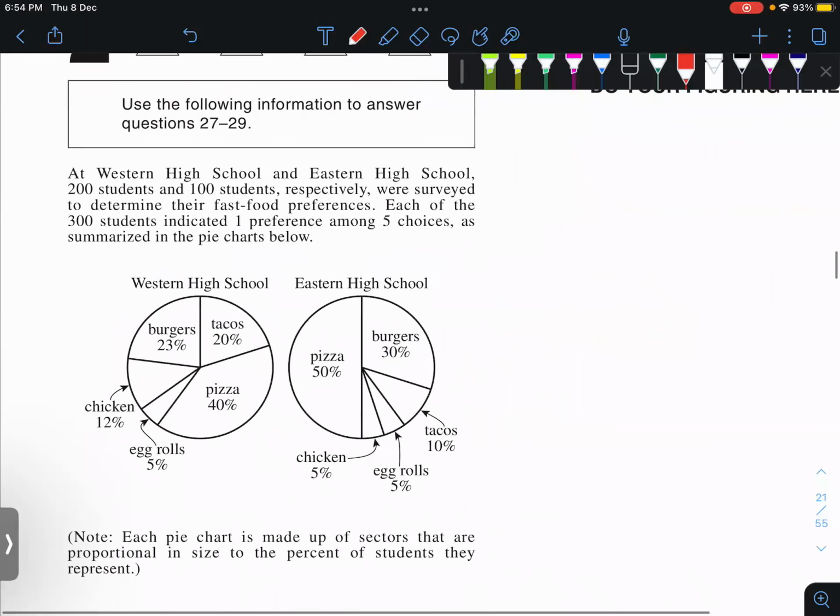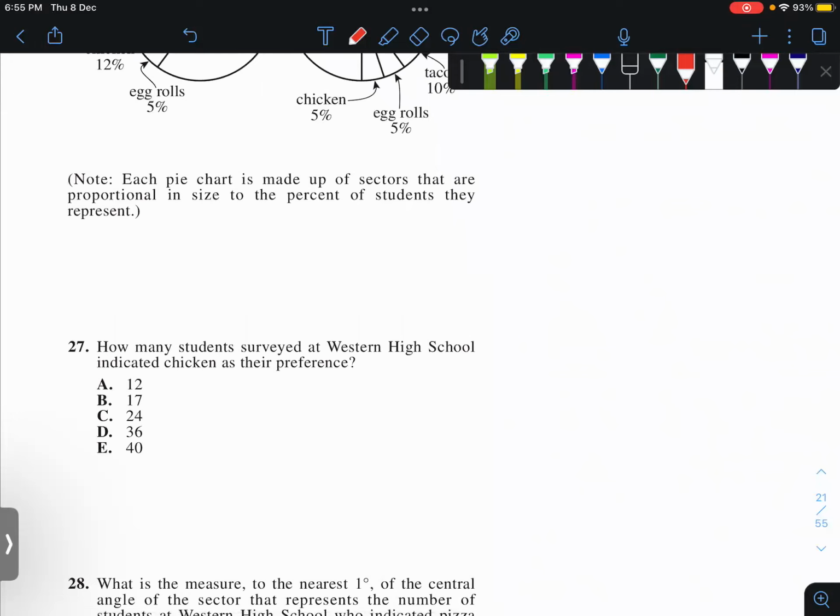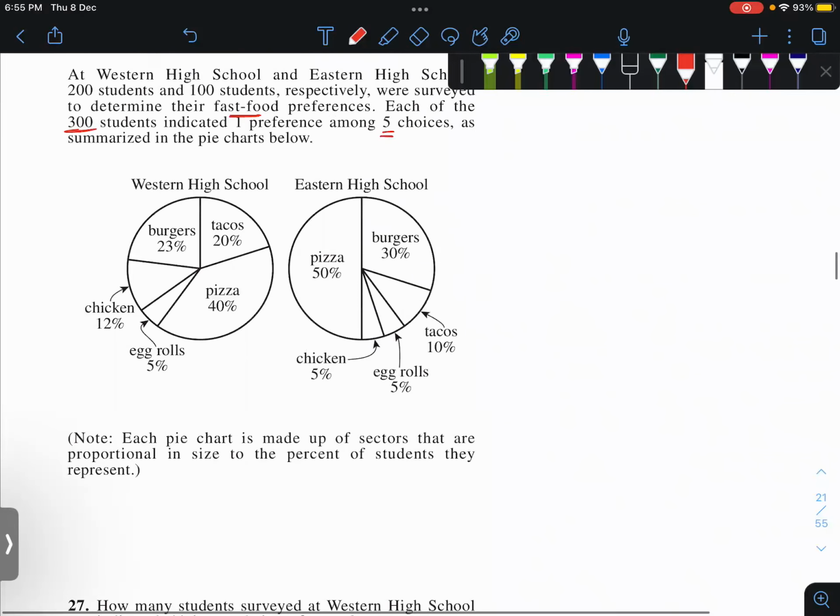Next question, 27 to 29. At Western High School and Eastern High School, 200 students and 100 students respectively were surveyed to determine their fast food preferences, where each of the 300 students indicated one preference among 5 choices as summarized in the pie chart below. We have 2 schools. Note that each pie chart is made up of sectors that are proportional in size to the percent of students they represent. How many students surveyed at Western High School indicated chicken as their preferred food?